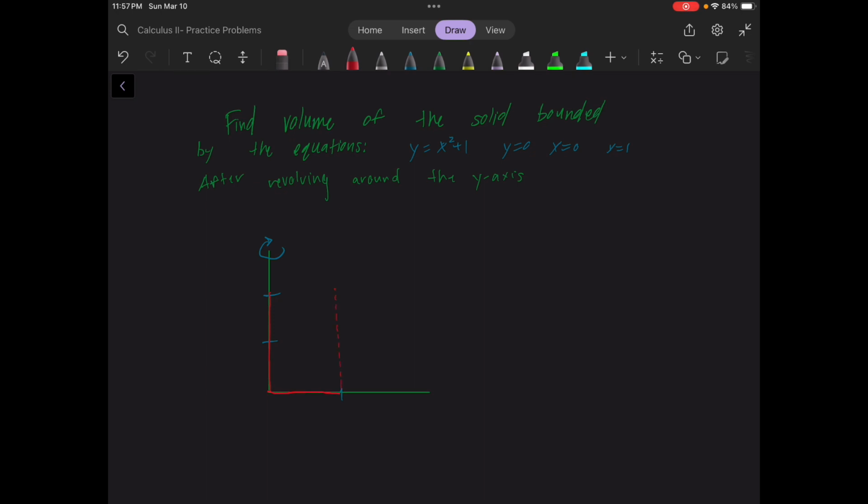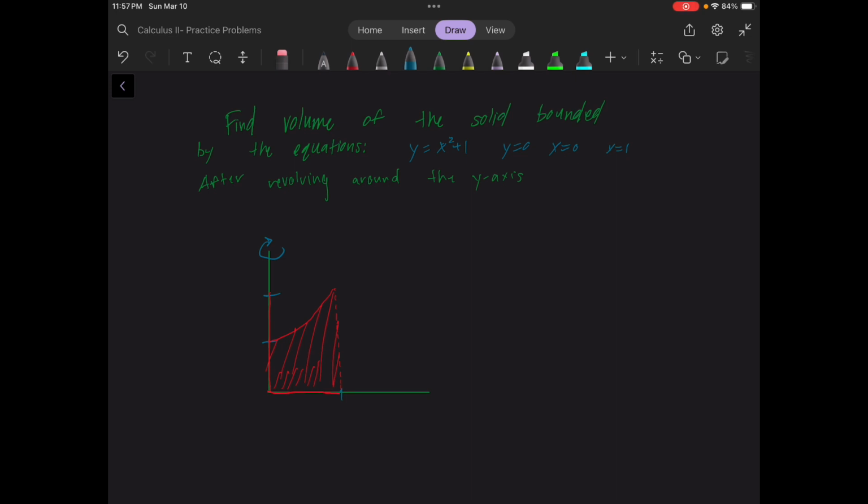How about x squared plus 1? Well, it has a y-intercept of 1, and it grows like a x squared. So this is the region that we're talking about. And I want you to revolve it around the y-axis. So should we do shell or disk?